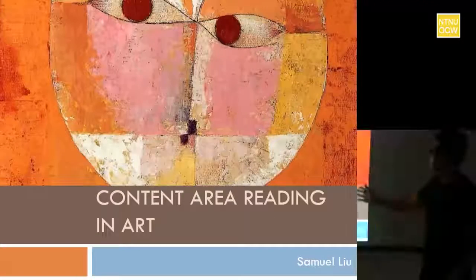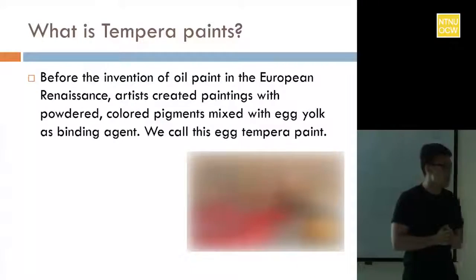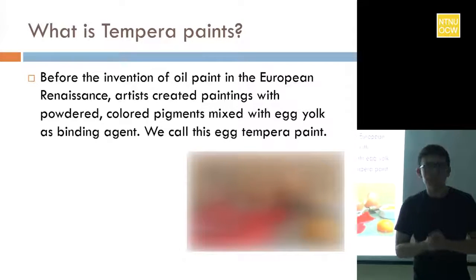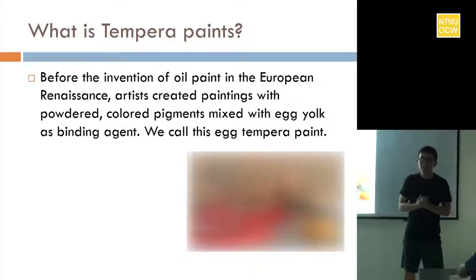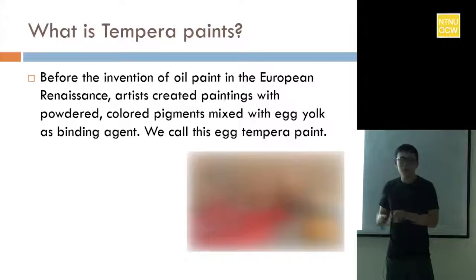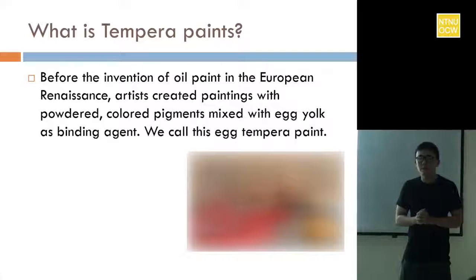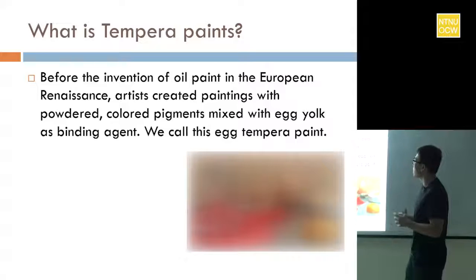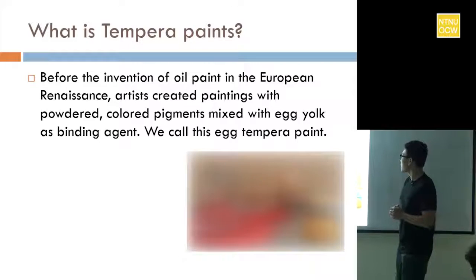Okay. So at the beginning, I would like to give you a brief sketch of tempera paints. Before oil paints were invented in the Renaissance, tempera paints were invented by Europeans, and this kind of paint dries very quickly. So once you apply it, the painting can't be changed. As we can see, the artists create paintings with powdered colored pigments mixed with egg yolk as a binding agent. We call this egg tempera paint.